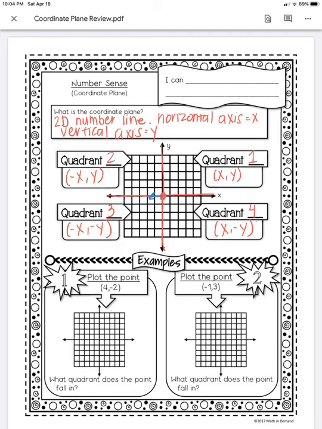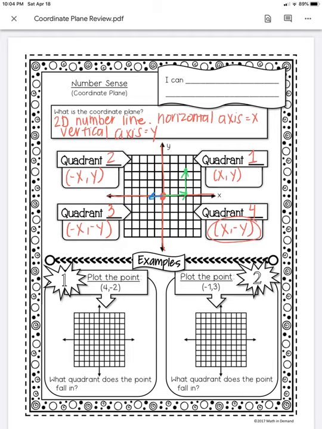Remember, these are called ordered pairs, and they help you to plot the point. You always crawl, meaning you go along your x-axis before you walk, going to your y-axis to plot your point. So let's practice plotting some points.